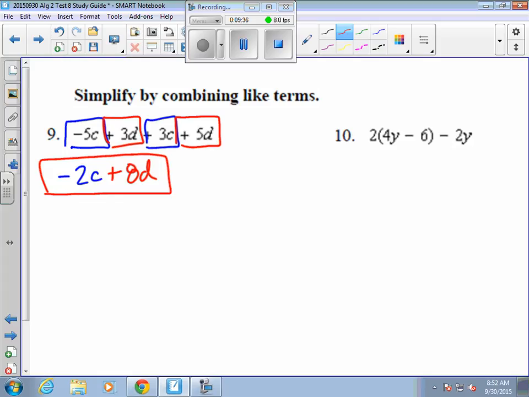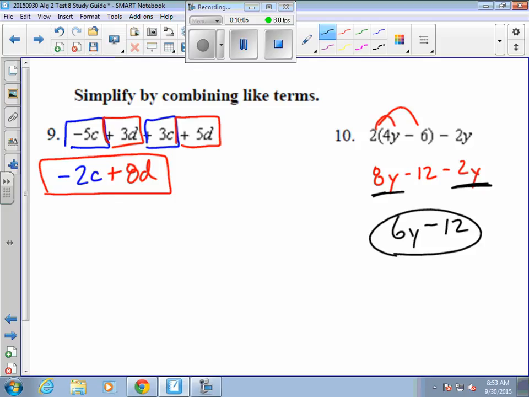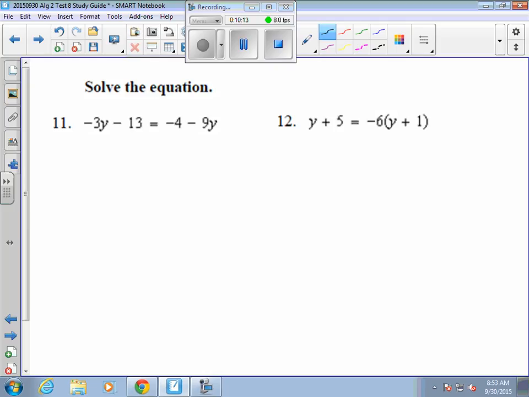-2c plus 8d. You have to distribute 2 first. Times 4y is 8y. And times -6 is -12 minus 2y. Then combine your like terms. Your like terms are 8y and -2y. Opposite signs, 8 and -2. Subtract them. 8 minus 2 is 6y. 8 is the larger absolute value. It's positive, so it's going to be positive 6y minus 12. You can't put 6y and minus 12 together because they are not like terms, because 6 has a y, negative 12 does not. 11, we're solving this equation.